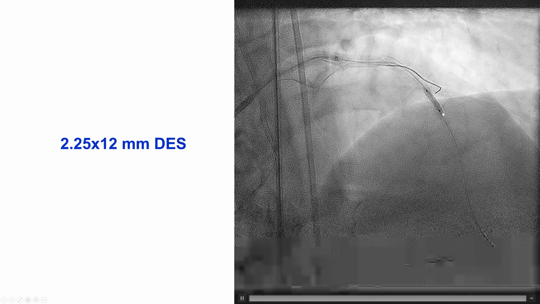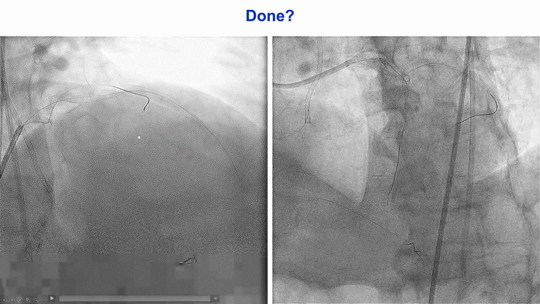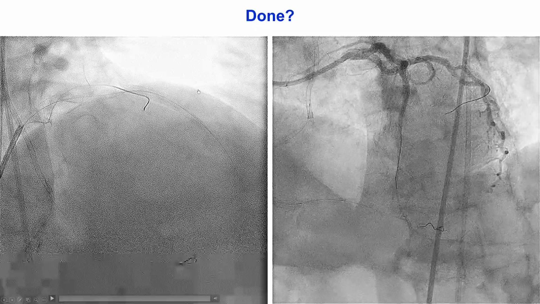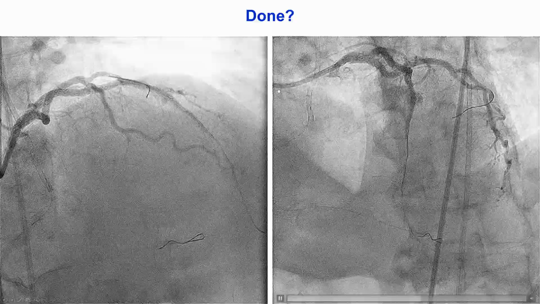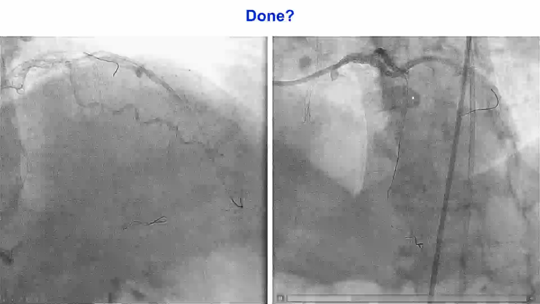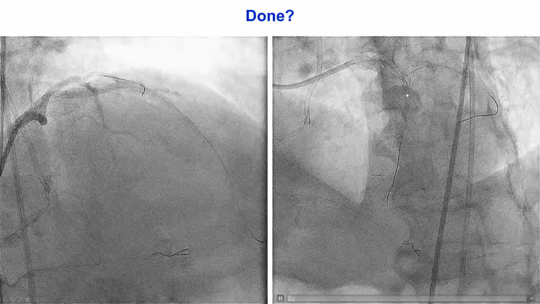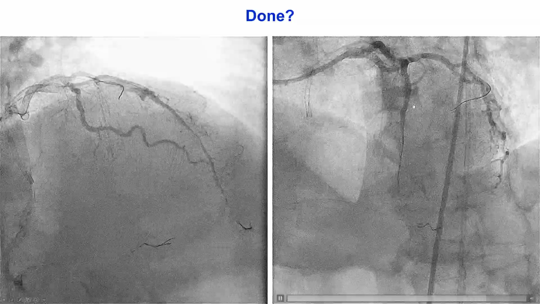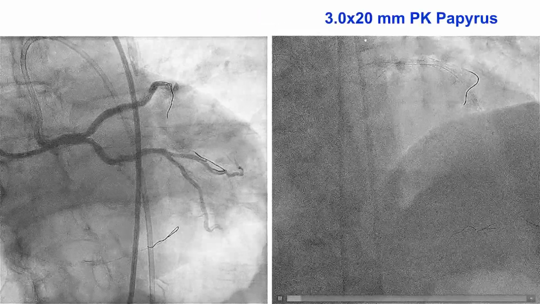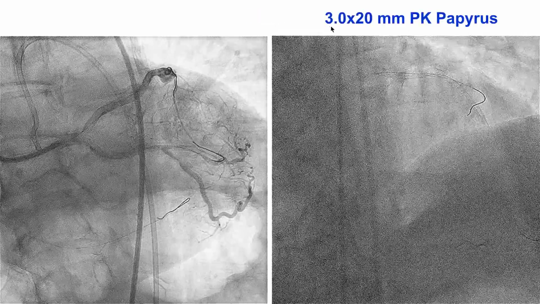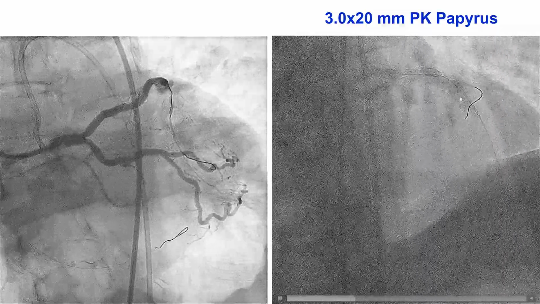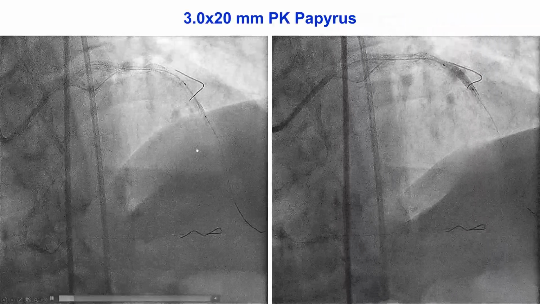But we decided to cover the distal LAD, so we placed a 2.5 by 12 millimeter drug-eluting stent. We still had some chest discomfort and ST segment changes. We were not sure if this was responsible for those, so we decided to cover it. And fortunately, we were able to deliver a 3.0 PK Papyrus stent into the mid LAD.